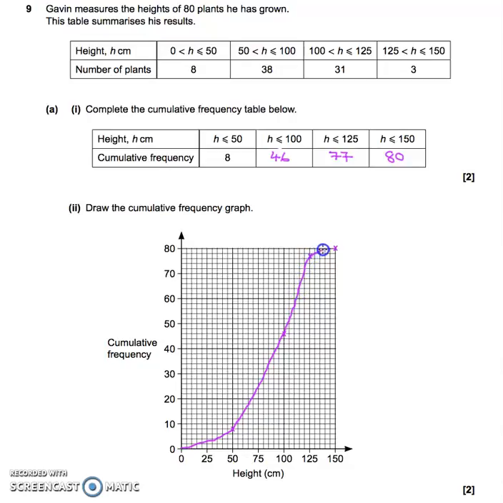And that top one needed a little bit better. There we go. So I've drawn my graph, and that should be accurate enough to get my 2 marks on that question.